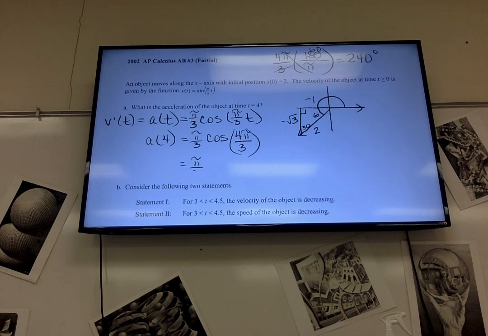So this is pi over 3. Oh, we're using a 60, not 30. Yeah, we're using the reference triangle. Negative 1/2. So that's negative pi over 6. Is that it? Yeah, because all we had to do was find the acceleration of the object at time t equals 4. We multiplied pi over 3 because it's on the outside. I just brought that down.